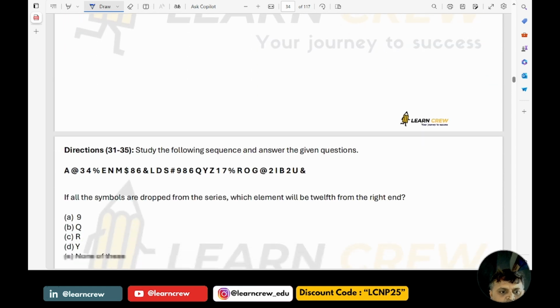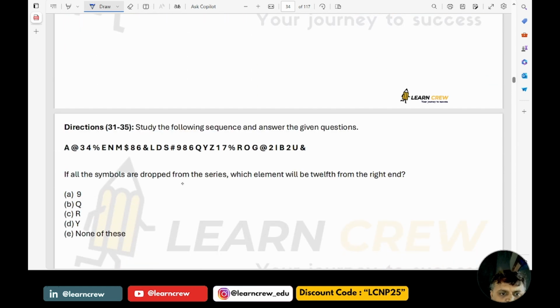Next. If all the symbols are dropped from the series, which element will be 12th from the right hand? Symbols are dropped. I'm not cutting directly, I'm counting. So which is going to be 12th from the right hand? 1, 2, 3, 4, 5, 6, 7, 8, 9, 10, 11, 12. It would be Y.